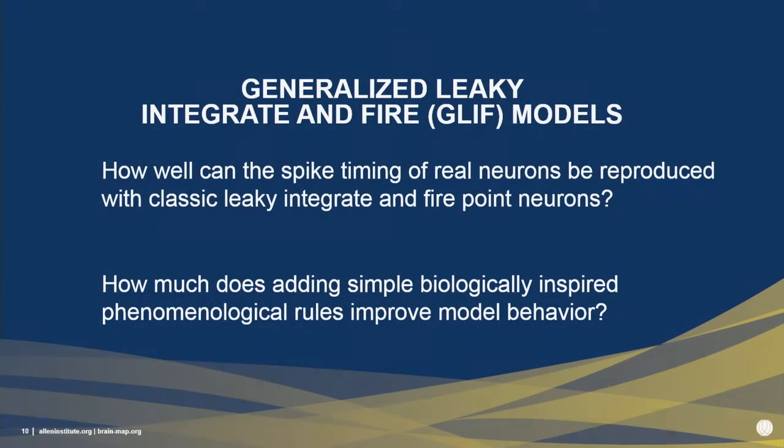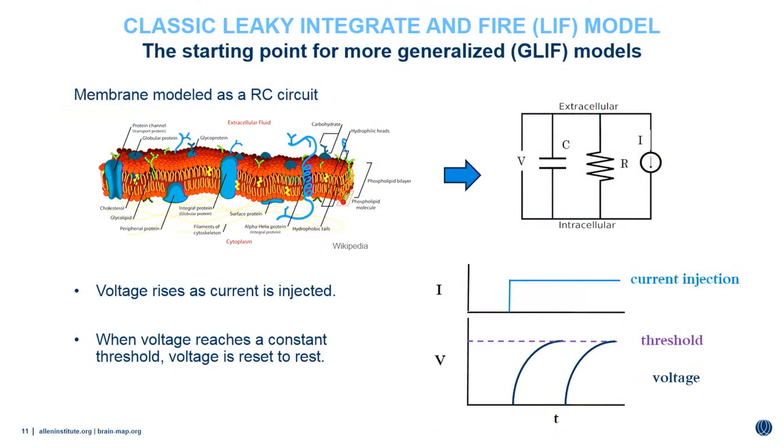And I'll start by talking a little bit about our generalized leaky integrate and fire models. With these models, we utilize the simplicity to ask how, when we add biologically inspired phenomenological rules, that improves the firing behavior of our models. So the starting point for all glyph models is the classic leaky integrate and fire model. In this model, the complexity of the membrane is reduced to a simple RC circuit, and we inject current into the circuit. And here you see a schematic of how a leaky neuron would correspond to current injection.